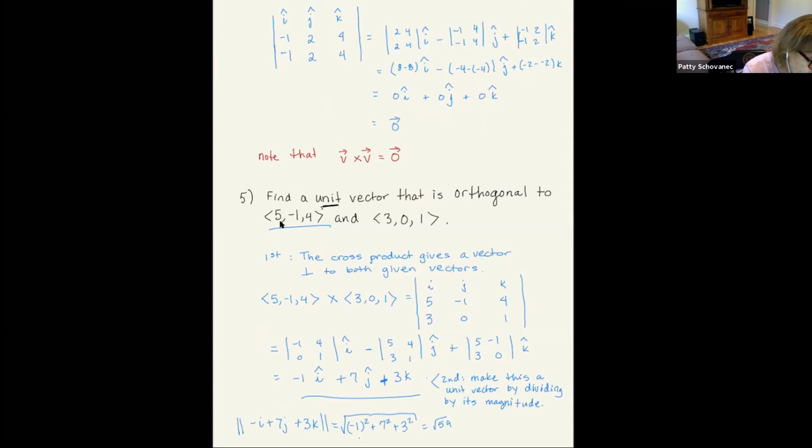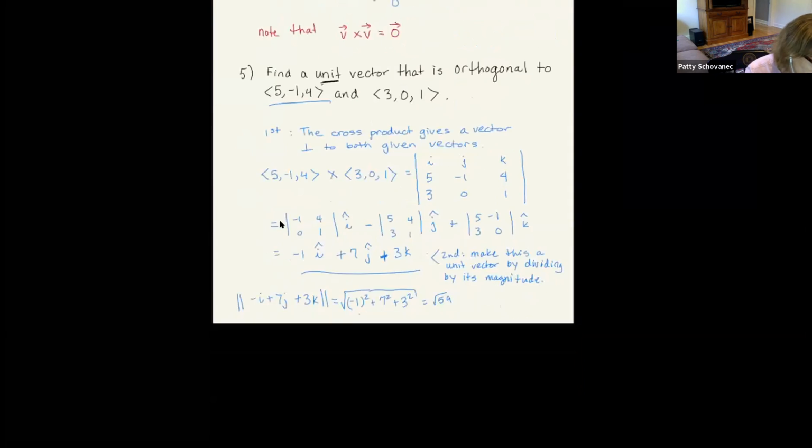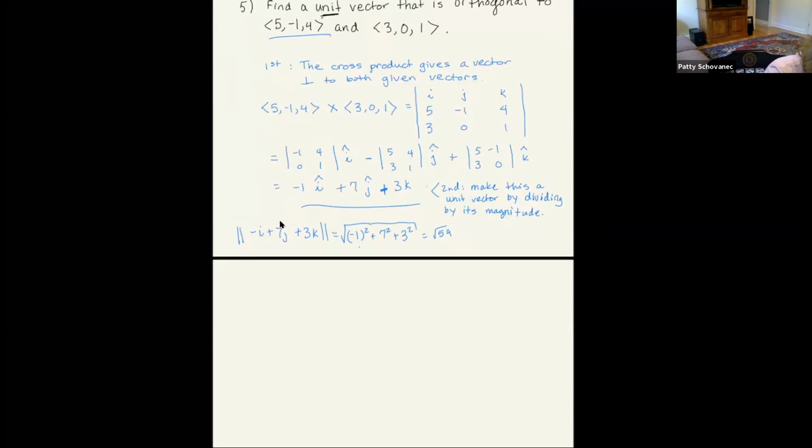And so the vector we seek is the vector minus 1 over the square root of 59, i, plus 7 over the square root of 59, j, plus 3 over the square root of 59, k, is the unit vector we seek.